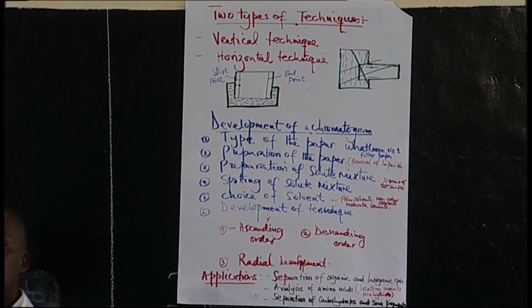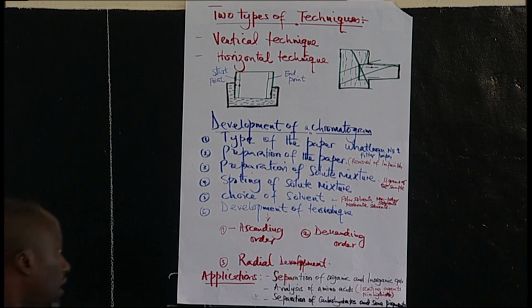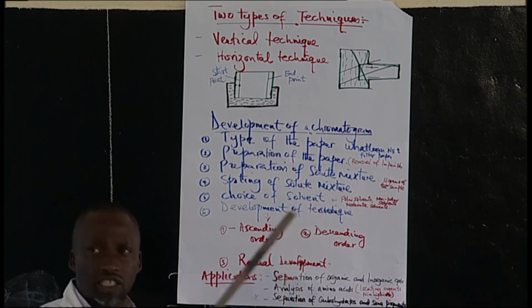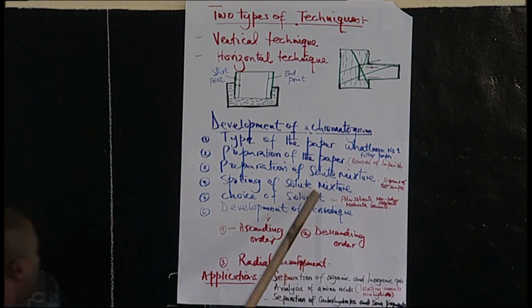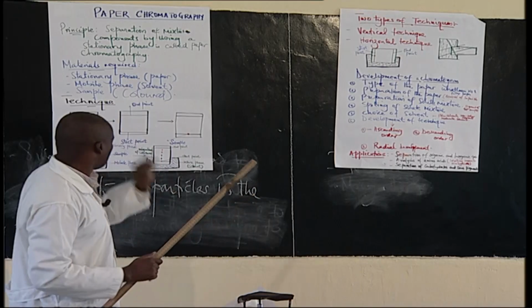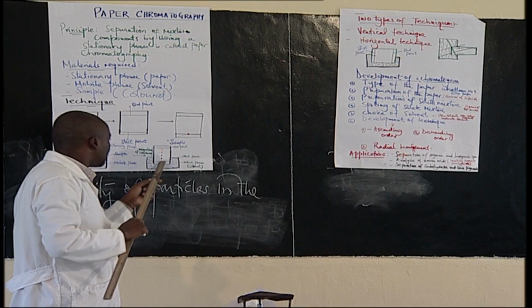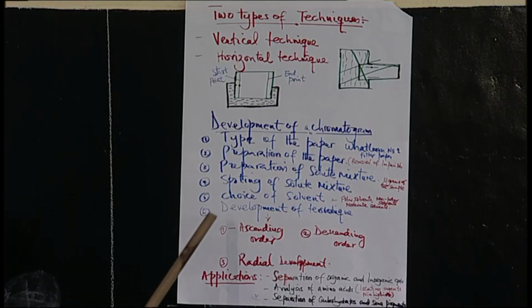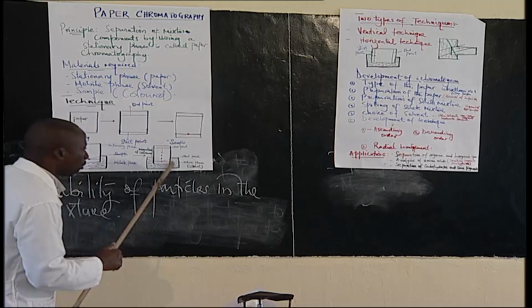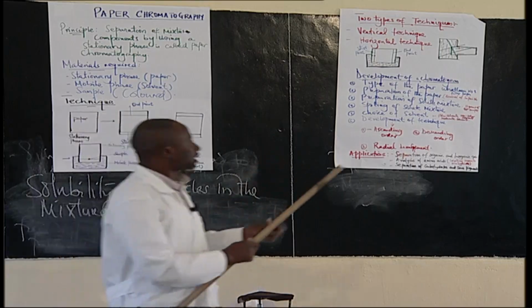Then preparation of the solute mixture. In most cases, the mixture is added in small quantities, micrograms of the sample. Spotting of the solute mixture. So here, this is the spot. That's where you have to put it. The choice of the solvent to use, that is the mobile phase. So which type of the solvent?